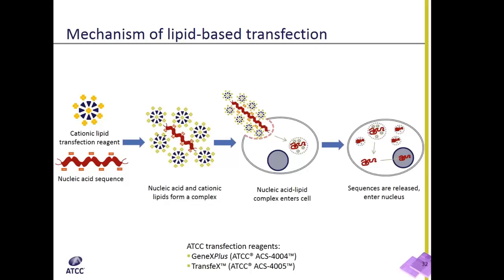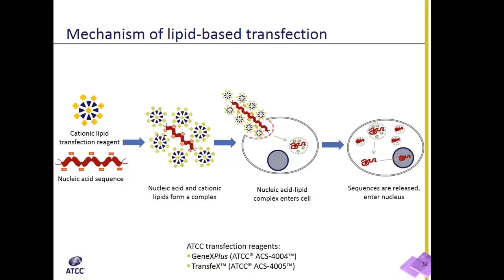The complex is then either engulfed by the cell membrane or the lipids of the complex diffuse into the cell membrane. But through either method, the nucleic acid eventually gets across the cell membrane and into the cytoplasm. If the nucleic acid is RNA, its effect takes place in the cytoplasm, so essentially your transfection is done. If the nucleic acid is DNA, for its effect it needs to get into the nucleus.